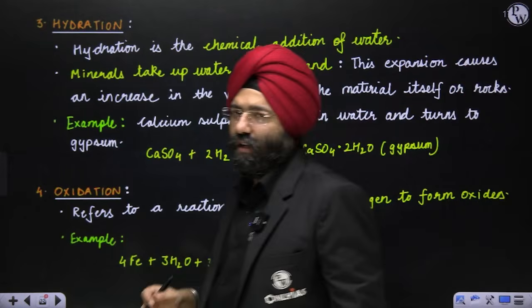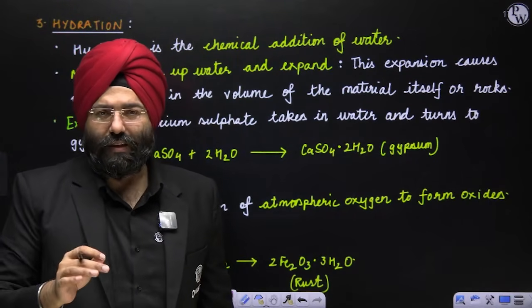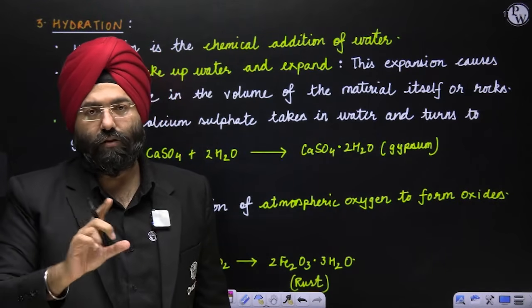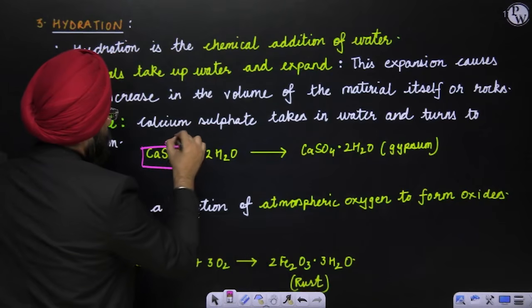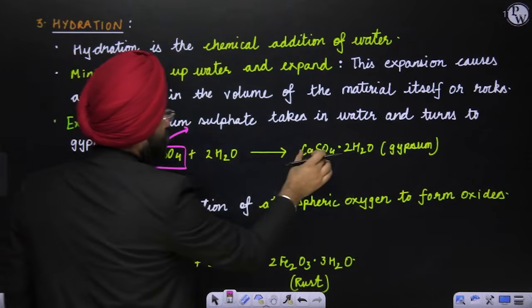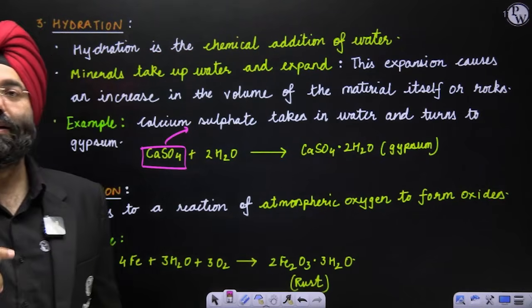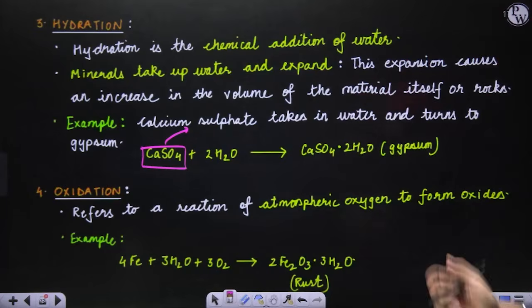Now I'm using the chemical reaction. Many will say that we do not know. Please remember this. This is the basic science which even a class 10th level student should know, because this is part of your general science also. So this is CaSO4, calcium sulfate, reacting with water to form CaSO4.2H2O. Yes. So this is known as gypsum. So this is the chemical addition of water to calcium sulfate. Please note it down. Clear?